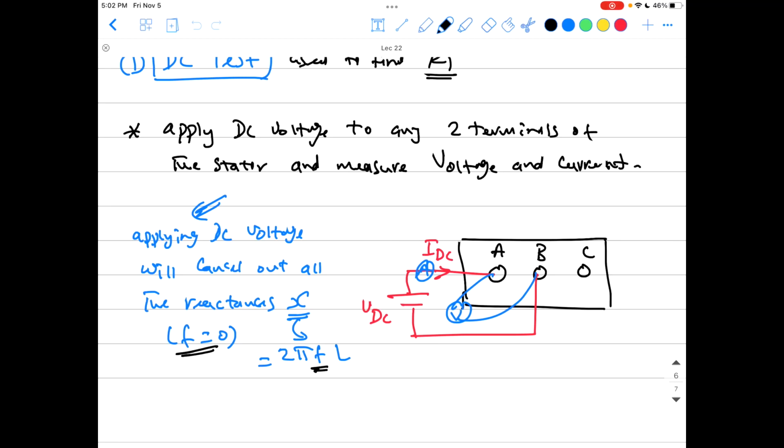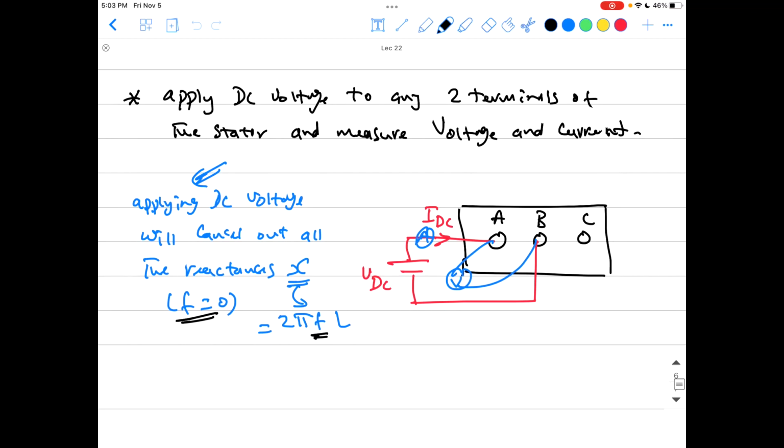That easy. But what if you don't have all the terminals out? The typical condition is that you have the 3-phase winding internally connected in Y or delta, and you just have the 3 line terminals out. Then you don't have a separate phase to measure its winding. In this case you pick any 2 terminals, apply DC voltage, and measure the voltage over those 2 terminals and the current moving through them.